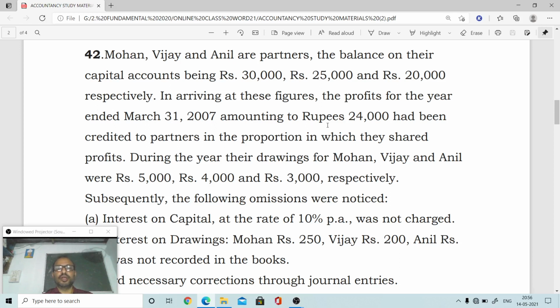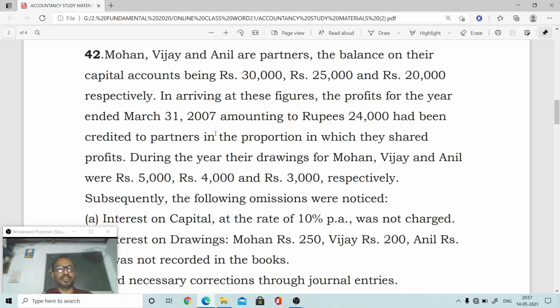So if you find out the share of profit of the three partners, Mohan, Vijay and Anil, 8,000 each is coming, 24,000 divided by 3. This 8,000 per partner is credited to the respective capital. That is why the capital goes up to 30,000, 25,000, 20,000. The opening capital is lower than that. When the opening capital is added, the closing capital will automatically increase.